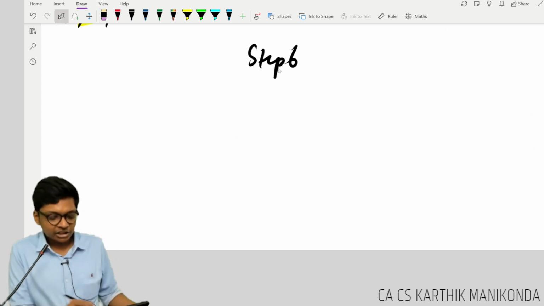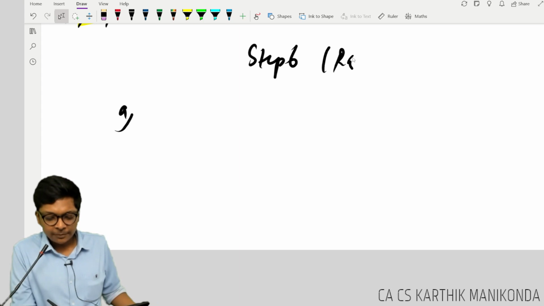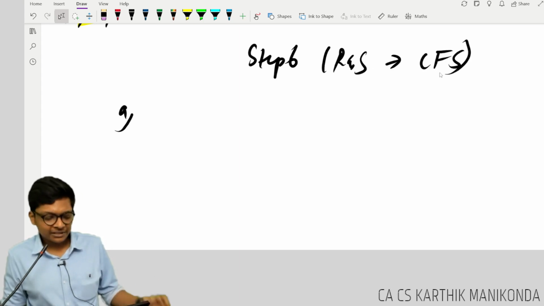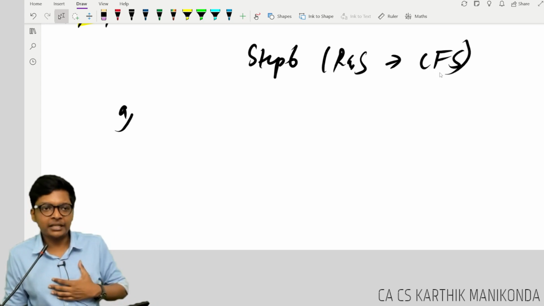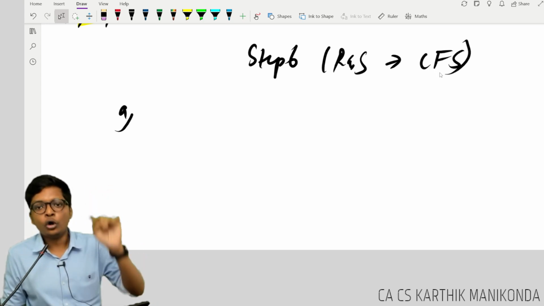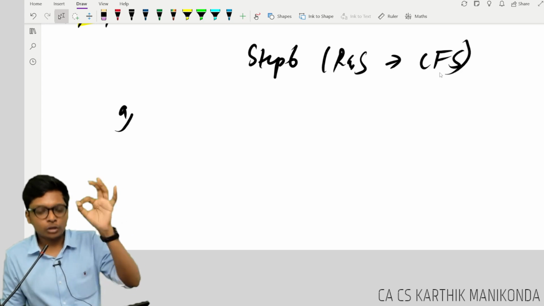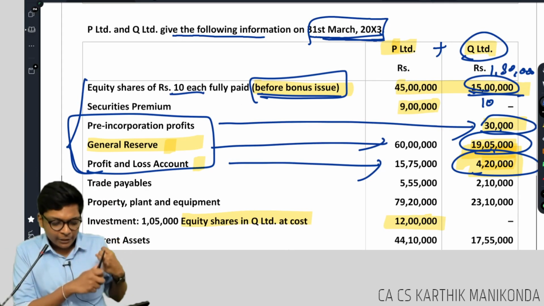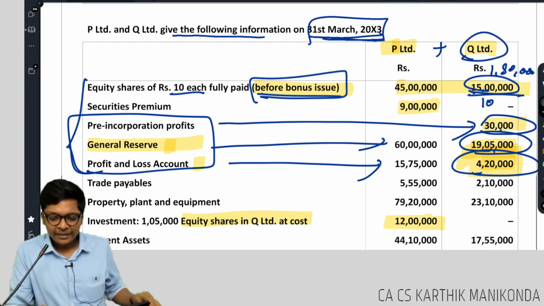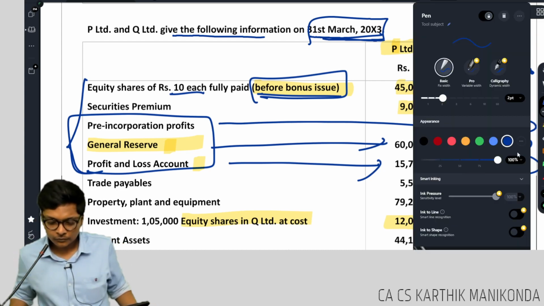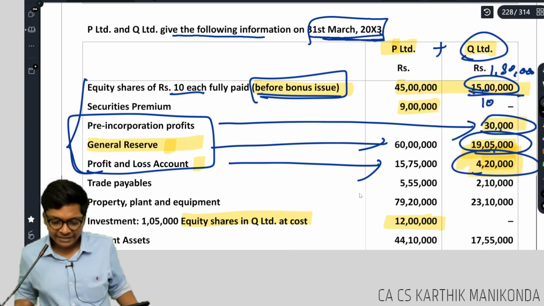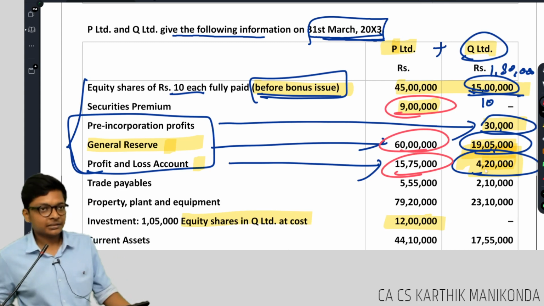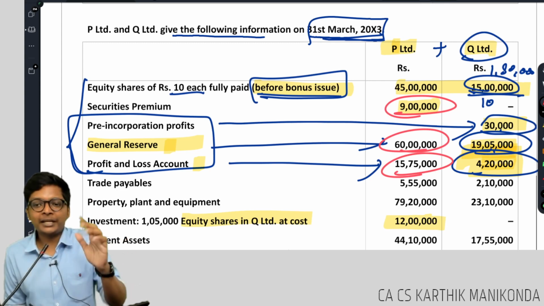of balance sheet. Reserves and surplus for the purpose of consolidated financial statements. The first thing you have to write here is the reserves of holding company. Copy paste, however many reserves we have. We have securities premium, general reserve, P&L, correct? These 3: 9 lakhs, 60 lakhs, 15 lakh 75. So first you write the reserves of holding company fully.